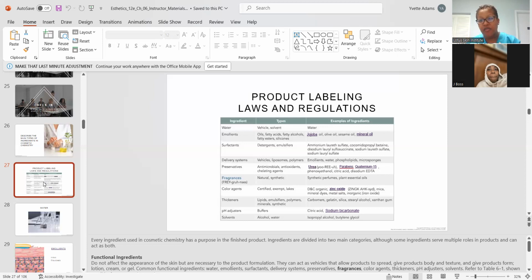So if you're able to dissolve it in water or another liquid ingredient and then add it to the skin, now those particles can get in because the water is carrying it in. So that's what it means by vehicle.